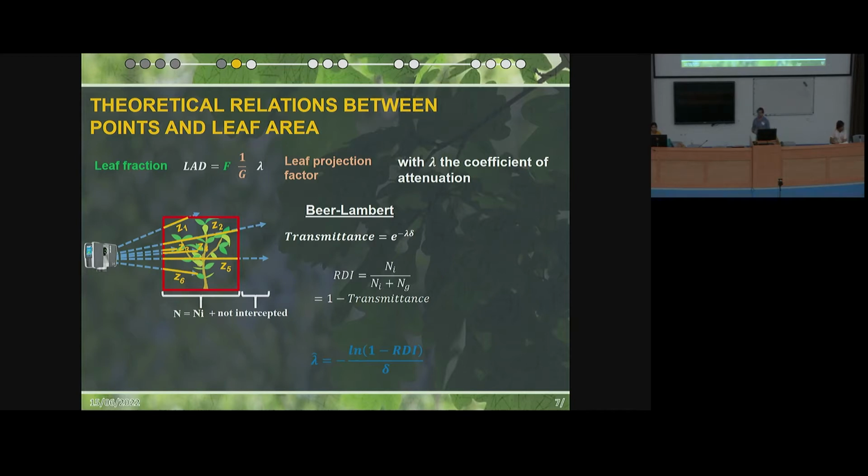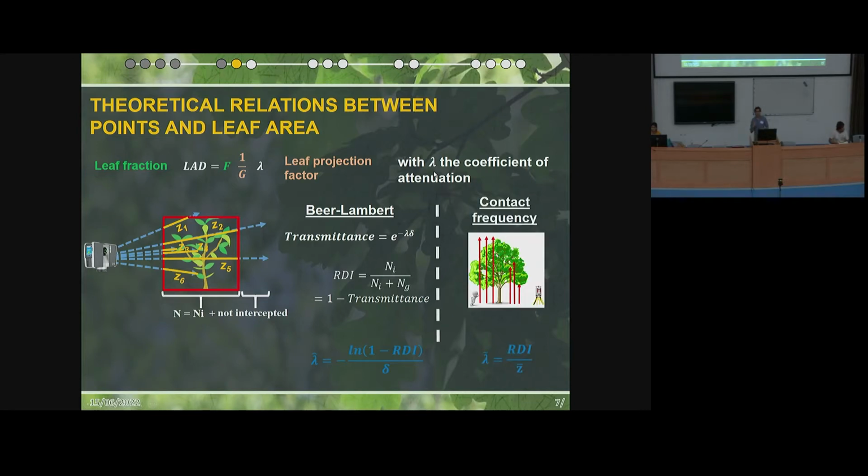Transmittance you can estimate with the ratio of beams that went through the voxel or were intercepted inside the voxel, and then invert the transmittance to find the coefficient of attenuation. And there is another approach, the contact frequency approach, where you rely on the distance traveled by your beam inside the voxel. It's a richer approach because you have the full distance traveled, and it uses the full potential of the TLS, which is a 3D instrument.